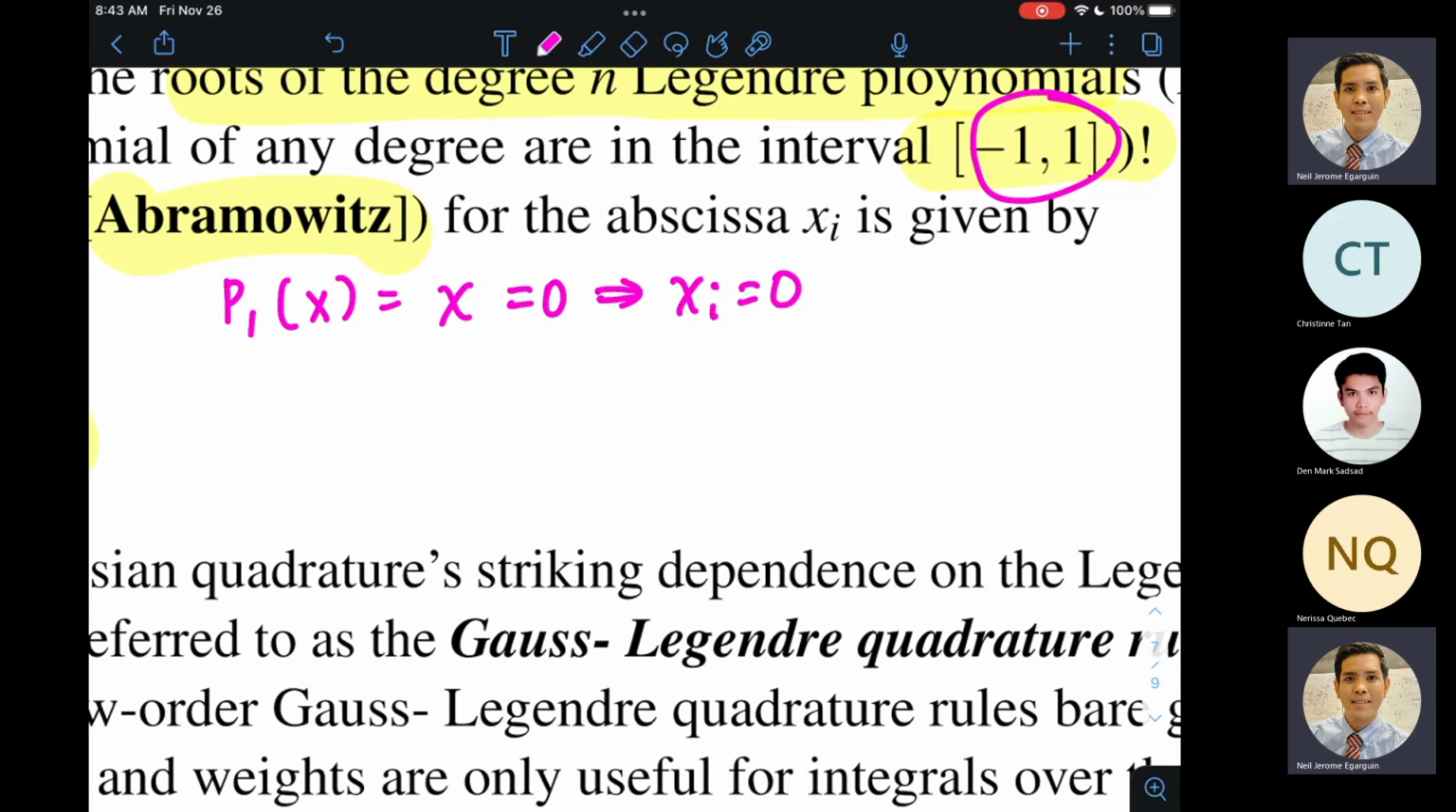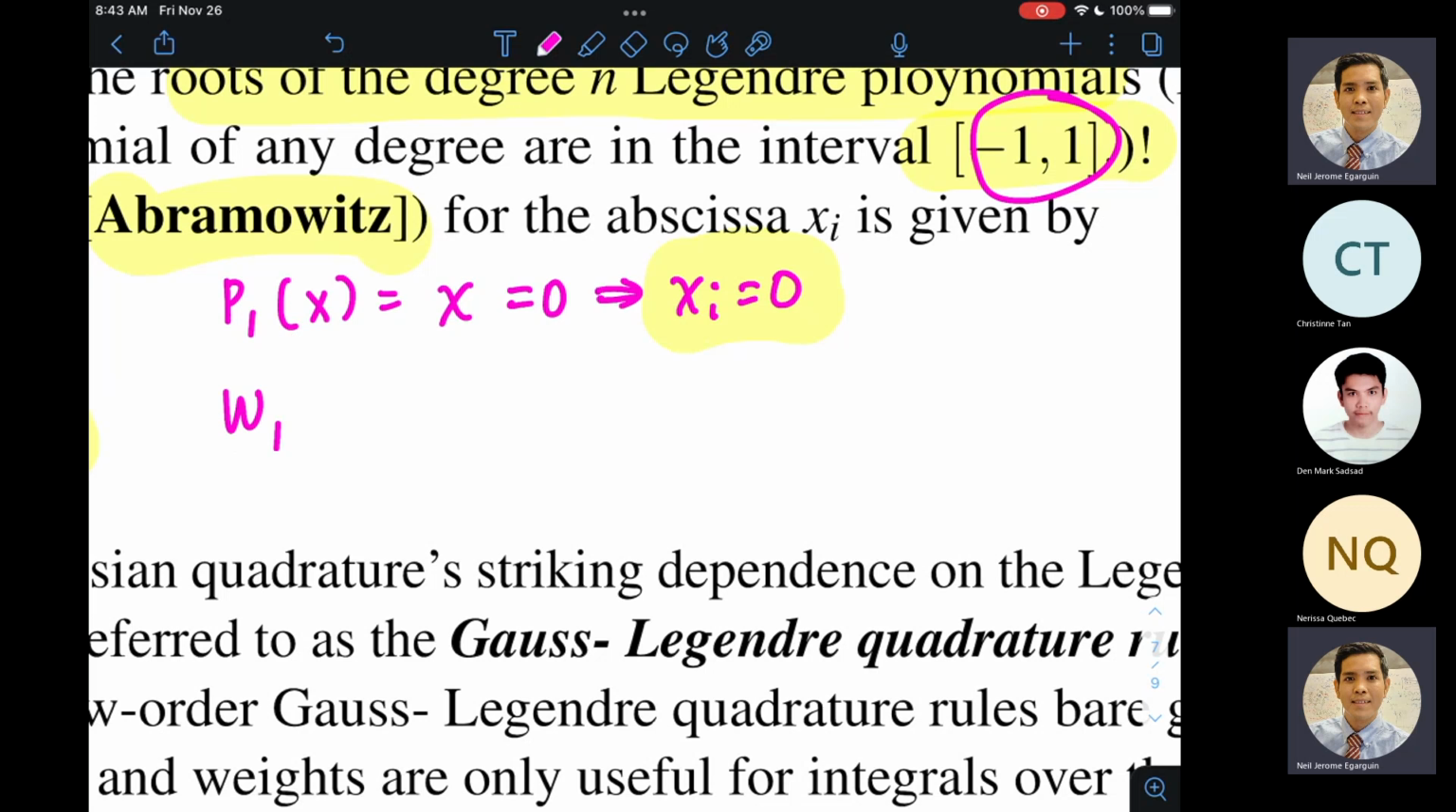Here in Legendre polynomials, the interval is -1 to 1. So we expect the abscissa to be equal to 0. And true enough, it is, because it is the zero of the degree 1 Legendre polynomial. And then if we compute the weight associated with it, in the midpoint formula it is the length of the interval. Okay? So let's see what we'll get if we use this formula 9.1.